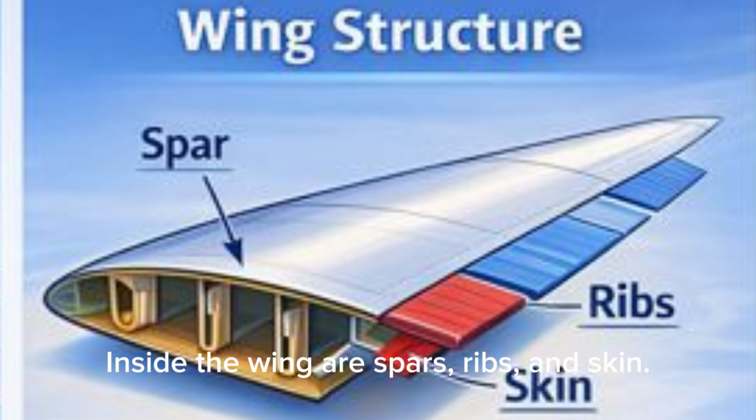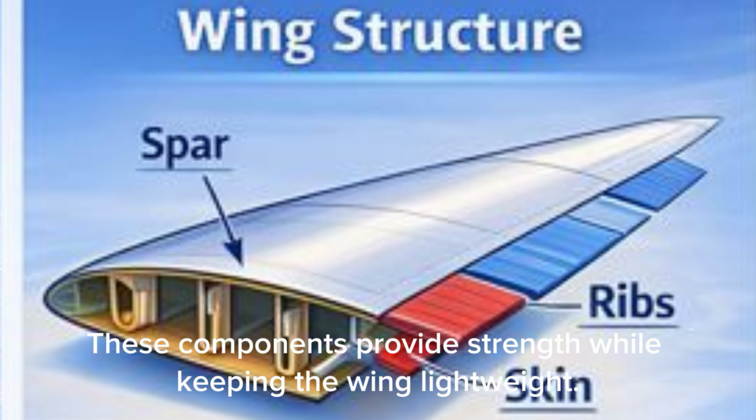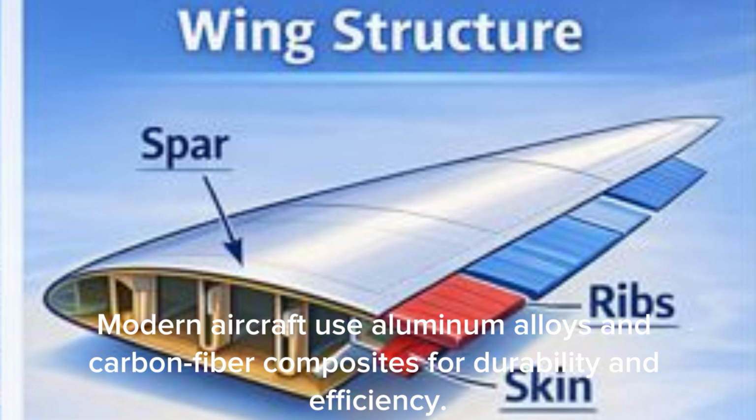Inside the wing are spars, ribs, and skin. These components provide strength while keeping the wing lightweight. Modern aircraft use aluminum alloys and carbon fiber composites for durability and efficiency.